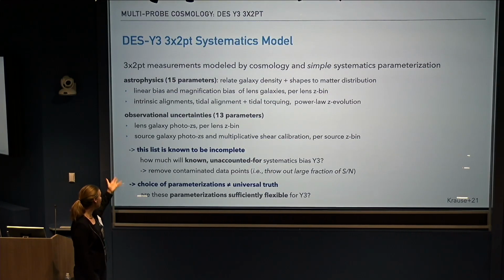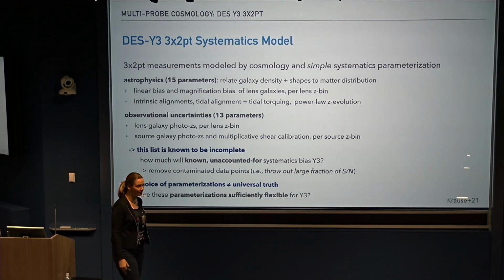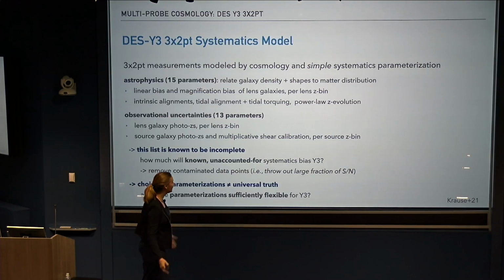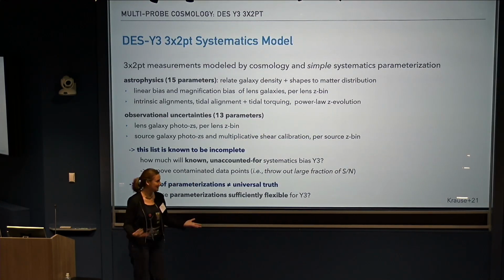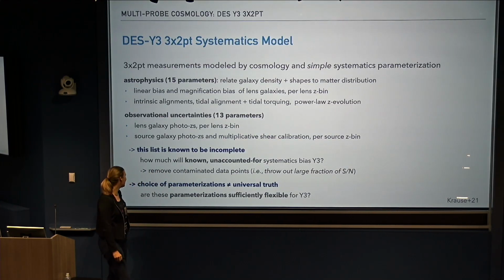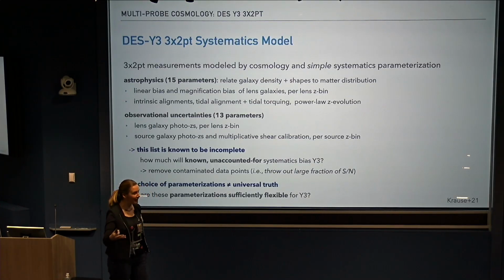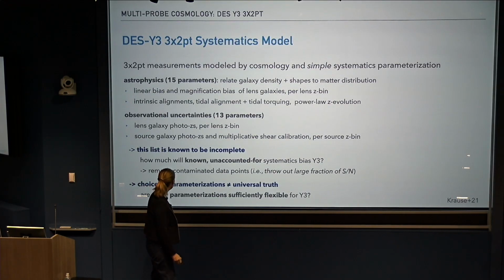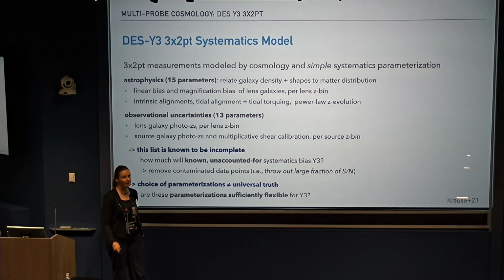First of all, this list of systematics is known to be incomplete. There's a bunch of systematics that we decided we don't want to deal with. And that means we remove contaminated data points where those systematics are relevant, and in the process throw out most of our signal to noise. Well, it works. And additionally, of course, this is our choice of quantization, not some actual statement about the actual behavior of galaxies. We don't claim that galaxy bias really is stepwise constant in redshift. That's just what we do here. And then we have to do some homework to make sure that these parameterizations are sufficiently flexible for our analysis.